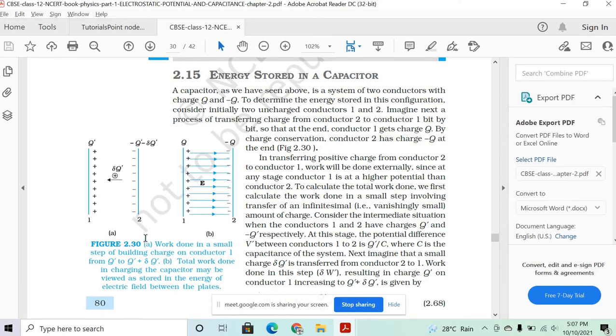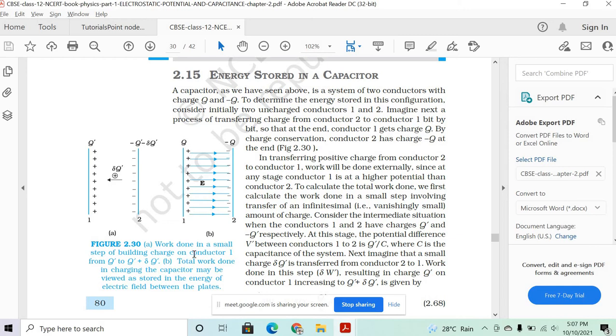Now we'll consider that if the charge here is q dash, then here the charge developed is q dash plus delta q dash. And since it's a negative charge, it is basically the minus side. Correct?